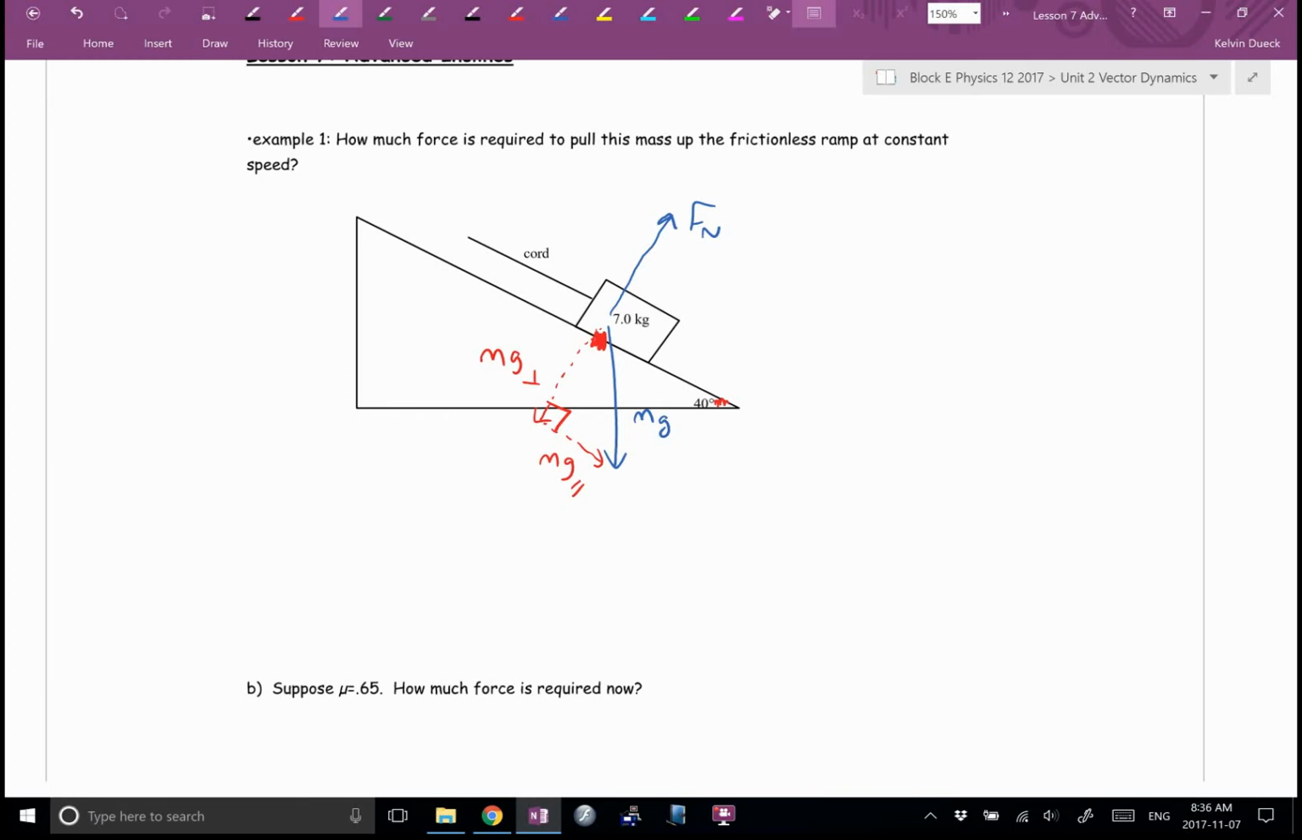What else in this question? This is a little bit different. We haven't done one quite like this before. Yeah. Tension, because there's rope. Okay. Is there friction? Okay.